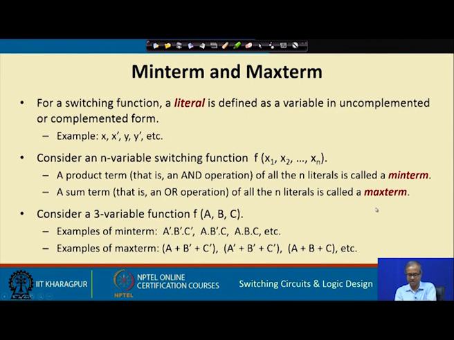Some examples are shown here in this slide also. For the 3 variable function f, a, b, c are the input variables, and some examples of min terms are these. If some variable is missing, for example a b, that will not be a min term. A min term must contain all the variables either in complemented or in uncomplemented form. Similarly, max terms refer to the sum of the literals corresponding to all the variables. These are min terms and max terms.